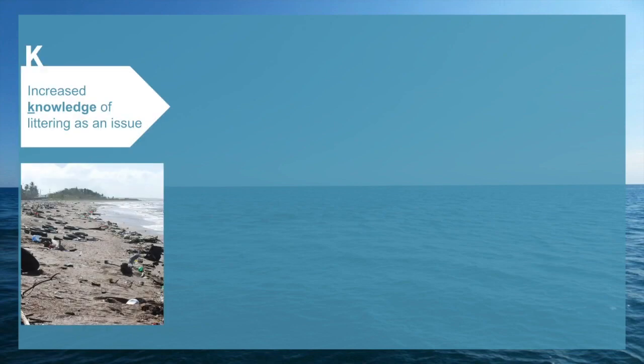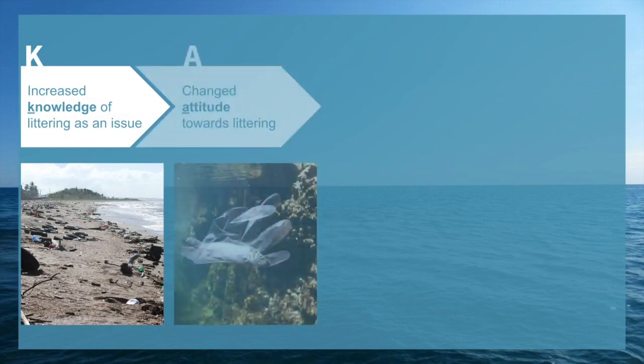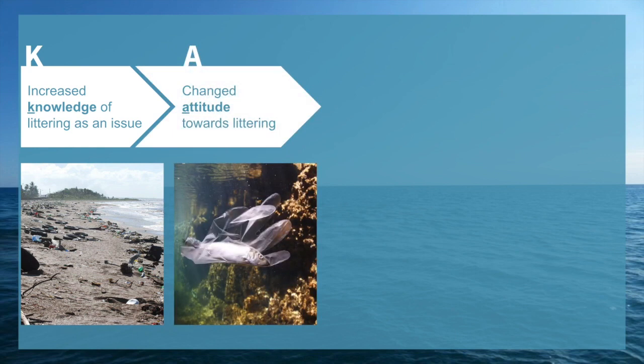Let's take a look at an example. Let's pretend your program focused on the negative environmental impacts of littering and working to change community behavior to reduce littering. An immediate desired outcome might be that the community knows more about littering as an issue. After they've had some time to reflect, their awareness or attitude towards littering may change because they start to care about the negative impacts to the environment and wildlife.